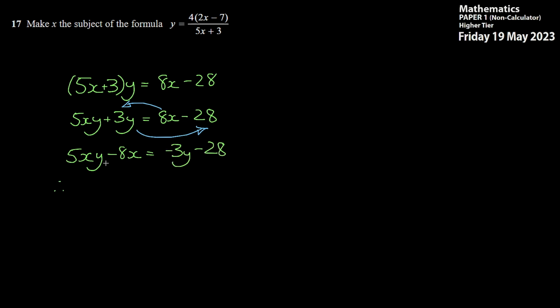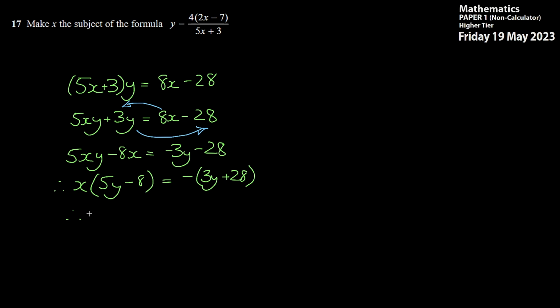So therefore, taking an x out now, we've sort of expanded and now we're factorizing. Taking x out as a factor, I'm left with 5y in the bracket minus 8. And that's equal to negative, I might as well put this on the outside of a bracket, 3y plus 28.